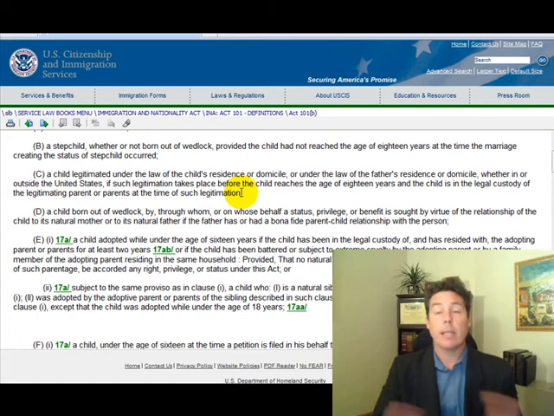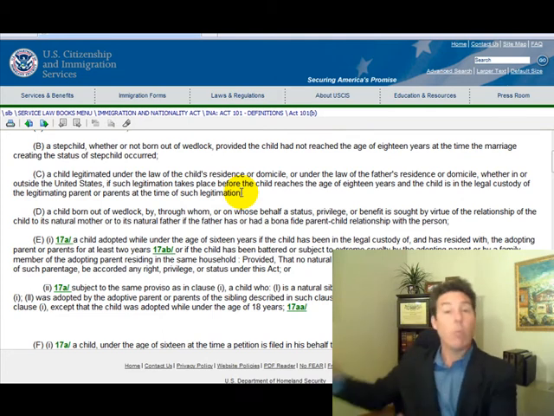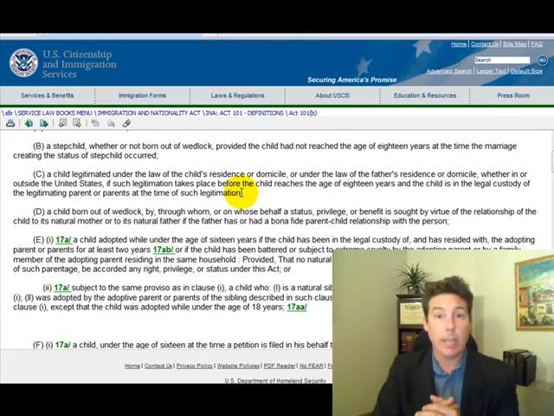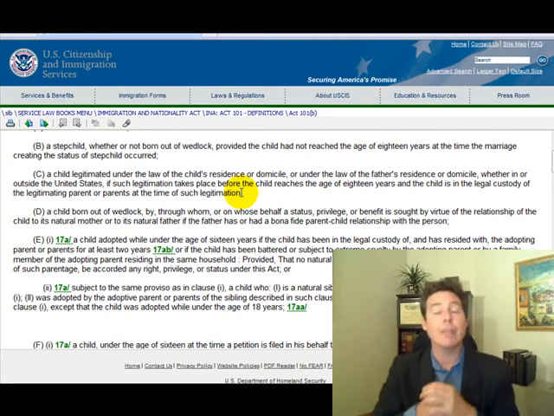So, let's say I had a child out of wedlock and I was not on the birth certificate, and then I was from Ireland and I got married to a U.S. citizen, and I wanted to bring that child in as an immediate relative because it was my child. Well, the law allows for that as long as I have legitimated the relationship between me and the child.